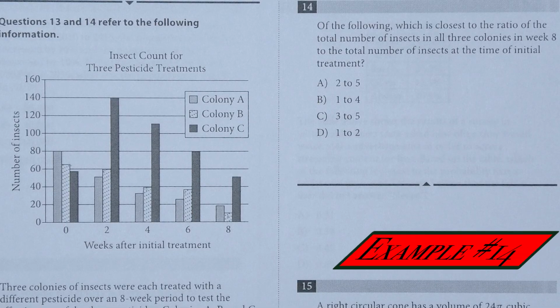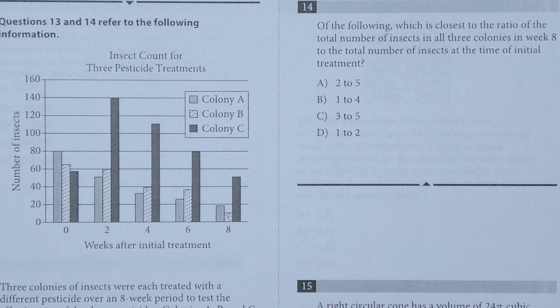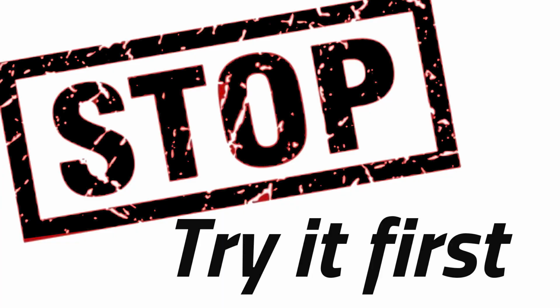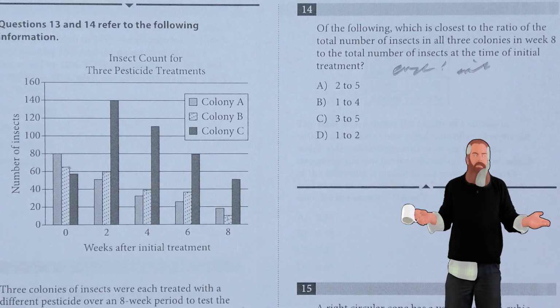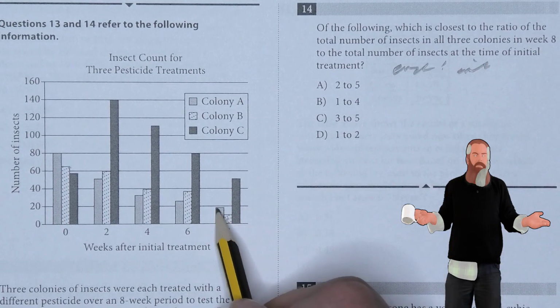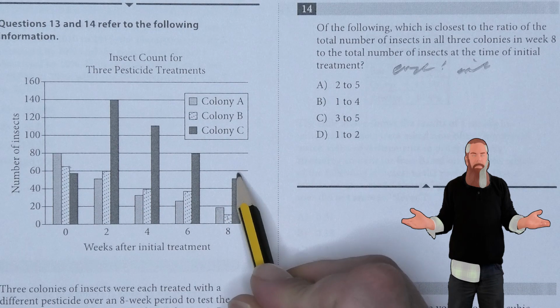Of the following, which is the closest to the ratio of the total number of insects in all 3 colonies in week 8 to the total number of insects at the time of the initial treatment? So we're looking at an end number to an initial number. And in the end, we had right about 20, 10, and 50.